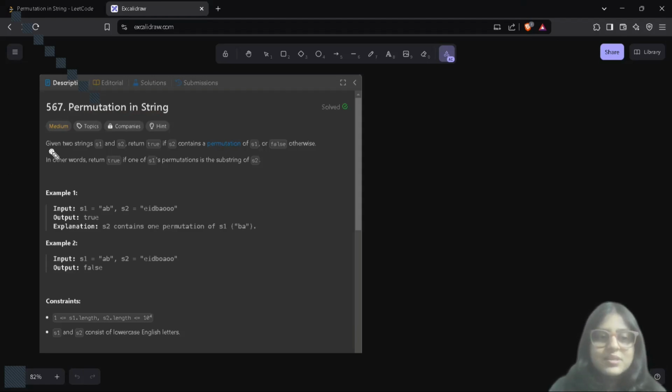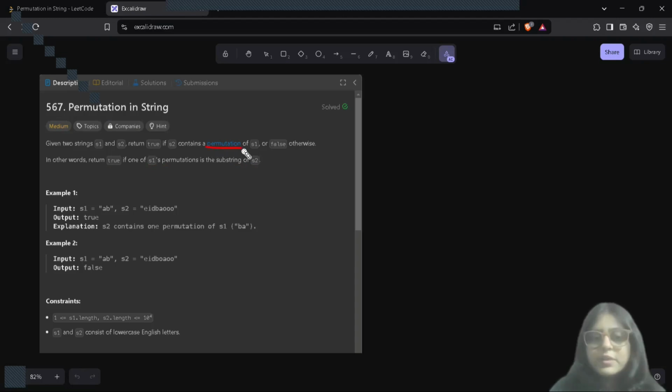So the question says that given two strings S1 and S2, we have to return true if S2 contains a permutation of S1 or false otherwise. So in other words, we have to return true if one of S1's permutations is a substring of S2. The question is pretty much straightforward.